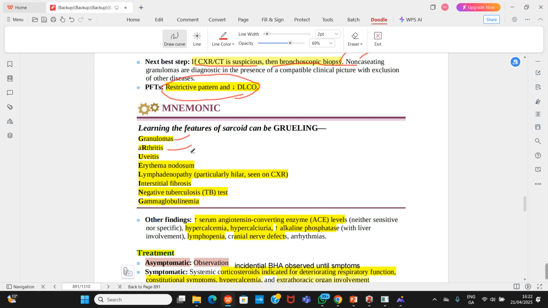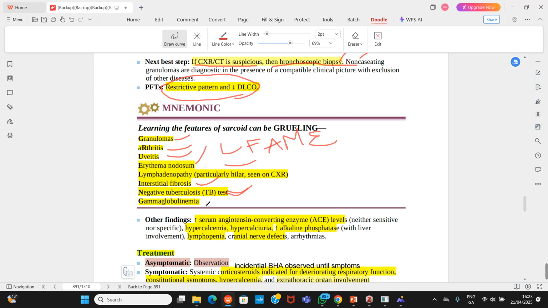They can have arthritis. Don't forget Löfgren syndrome, FAME: fever, adenopathy, bilateral adenopathy, migrating polyarthritis, and the erythema nodosum. They can have uveitis, erythema nodosum, bilateral hilar adenopathy, interstitial fibrosis of the lungs, negative tuberculosis test. Why? Because this thing is looking like TB. It can be like TB, with all those chest X-ray findings and the likes, and the granulomas everywhere, but if you do a TB test, it's going to be negative. So don't be confused that this is tuberculosis.